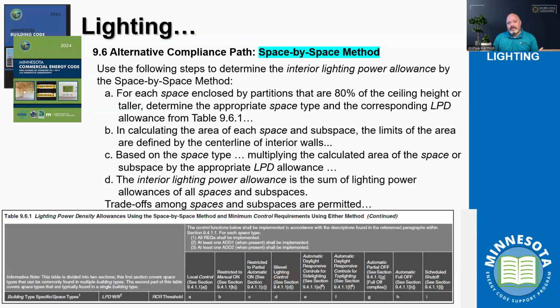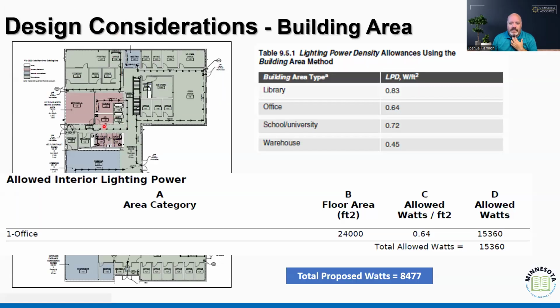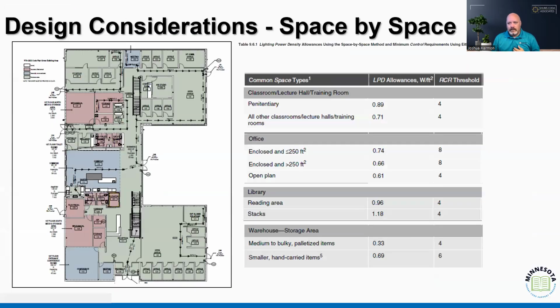When we do the space by space method, we're taking even this concept and going even further. That's when we start to say, okay, what is that space? It's not just office space. Is it a large space or a small space? Is it an open plan? Is this a reading area or is this a stacks?